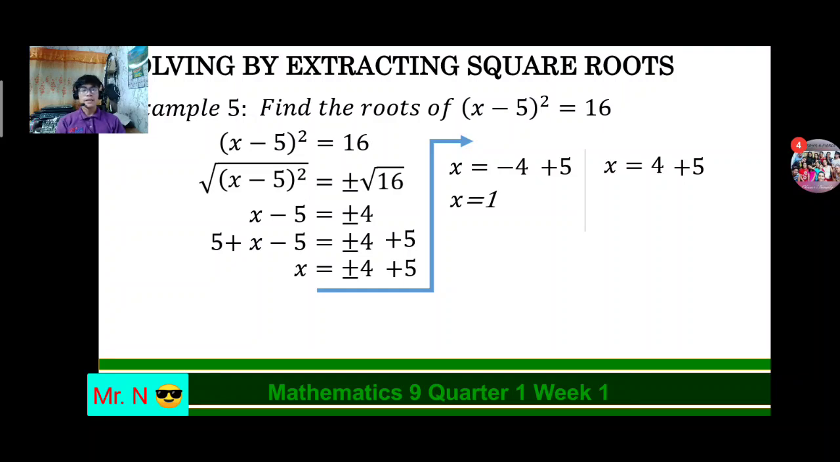X equals to 1. And then on the right, we have x equals to 4 plus 5, and x equals to 9. So we have two solutions, or two roots. The roots are 1 and 9, or the solution set, 1 and 9. Any question? Okay, very good.